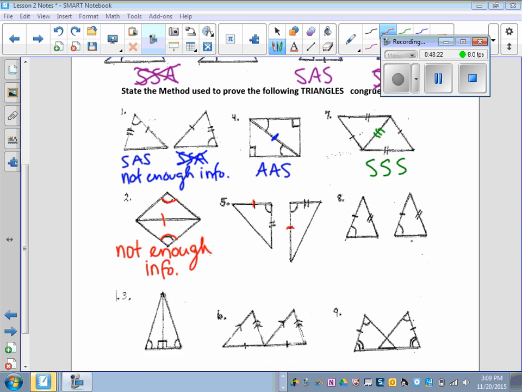Alright, next we have side, angle, side, side, angle, side. These match up, our angles match up, and our other sides match up. So this is true by side, angle, side. We can say these triangles are congruent.